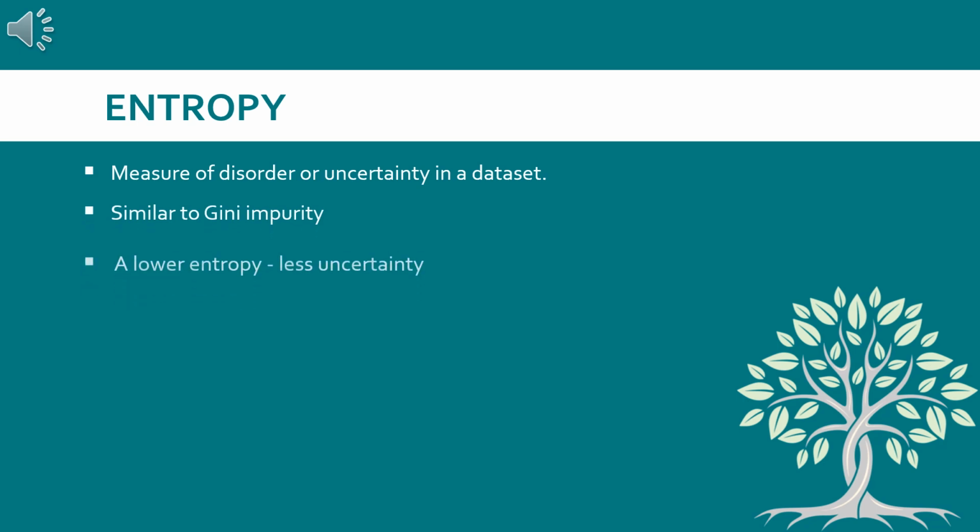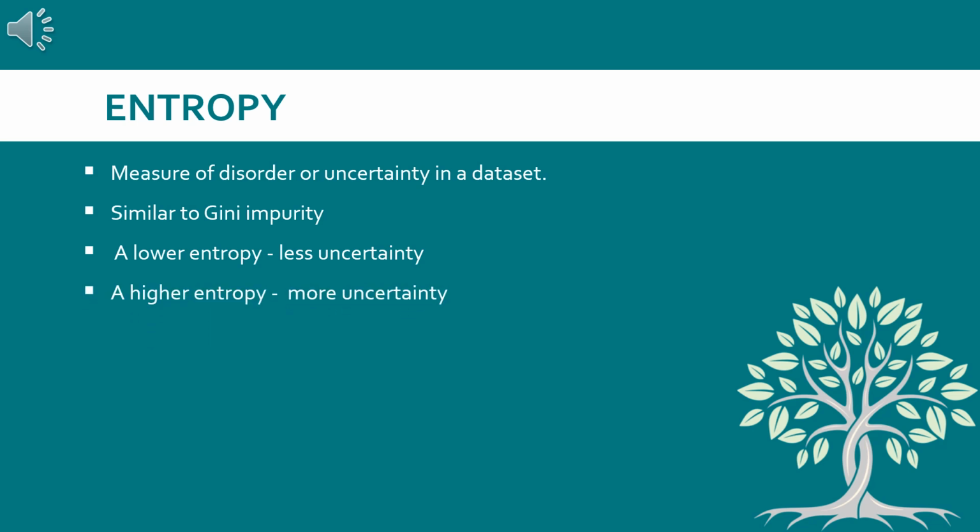Entropy is another measure used to quantify disorder or uncertainty in a dataset. It is similar to Gini impurity. A lower entropy indicates less uncertainty, while higher entropy means more uncertainty. It is given by the following equation, where entropy of P is the entropy for a dataset or node. Pi is the probability of an instance belonging to class i. The summation sigma is taken over all classes. The log is usually taken with base 2 to measure entropy in bits.